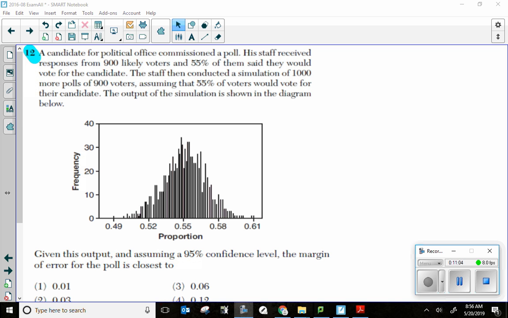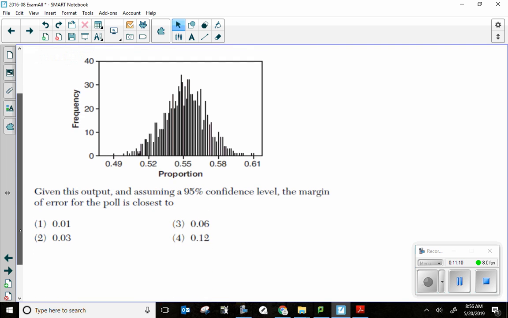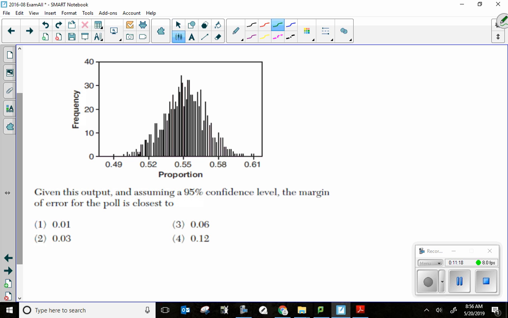Now, I'm looking at this graph they have, and it says, given this output and assuming a 95% confidence level, this right here is important. It says the margin of error for the poll is closest to 95%. I preach this. That's the moneymaker.